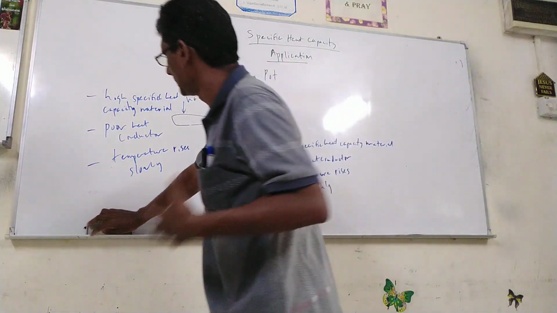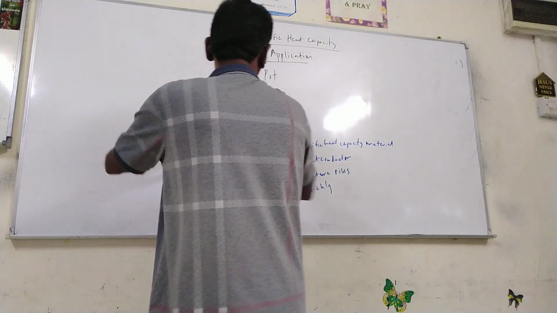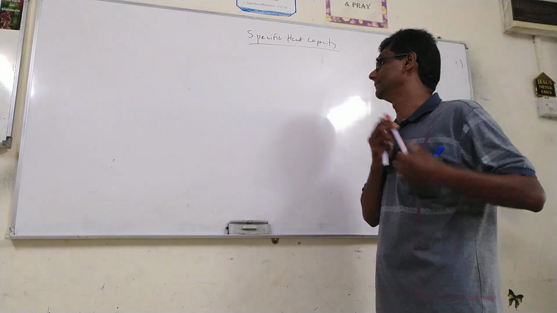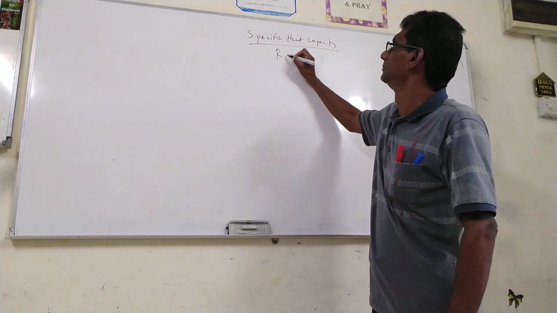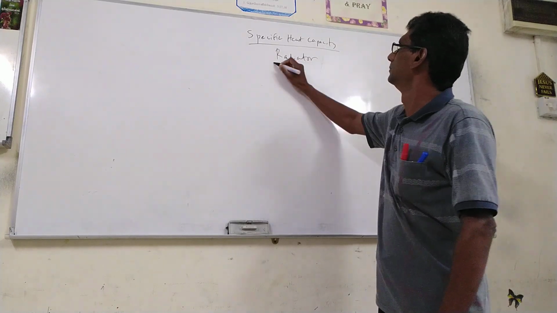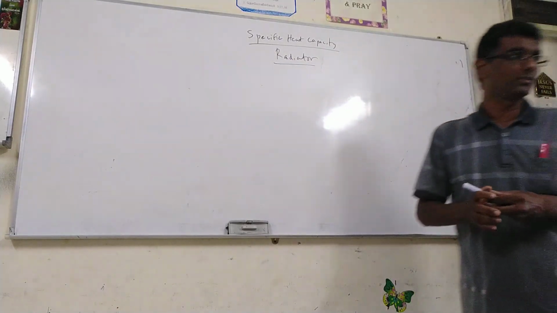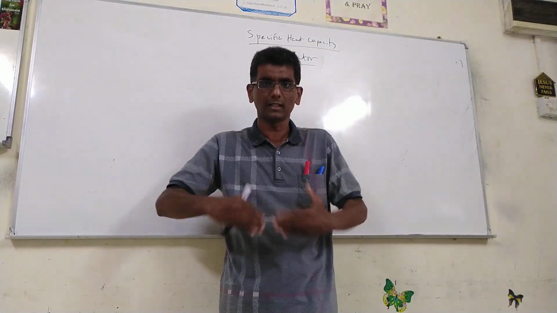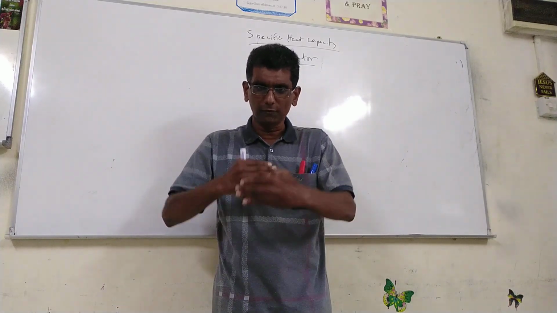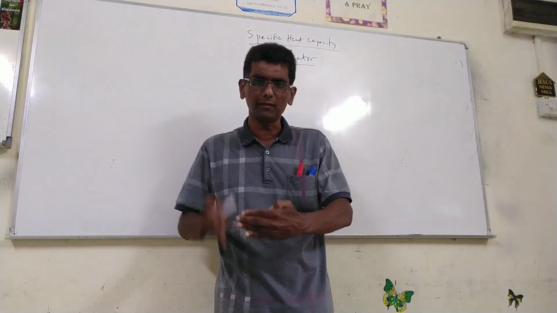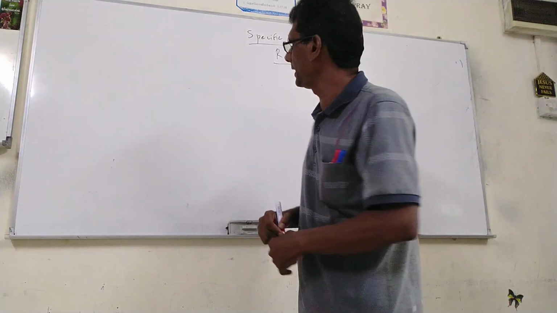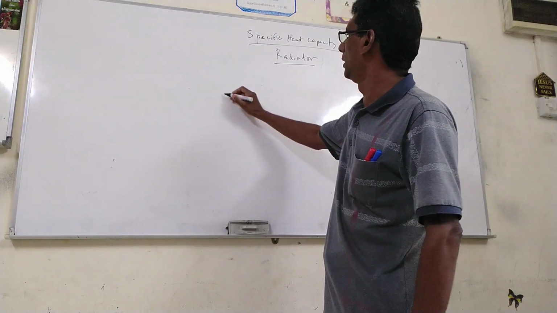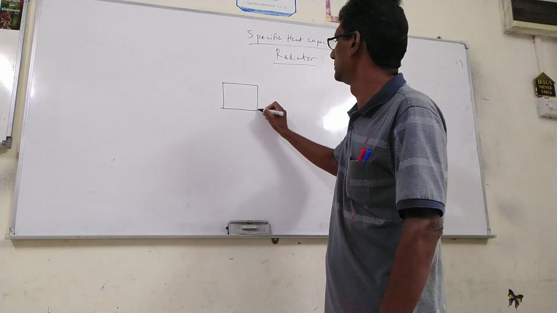Okay, next one is about the radiator. A car radiator. You can see the car radiator when you open the bonnet. In the engine part, the first thing is the radiator, with the fan and all this. A car radiator is something like this radiator.